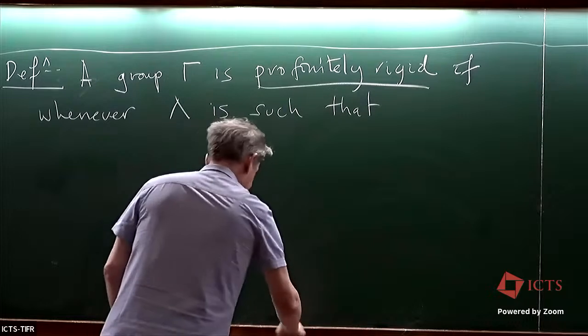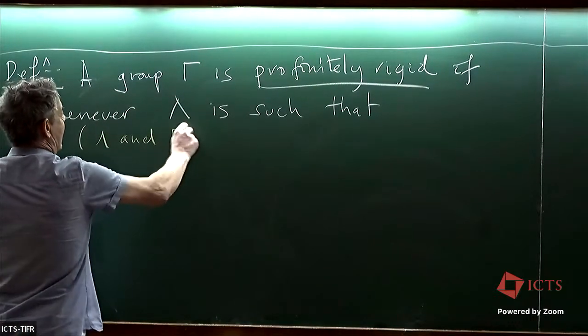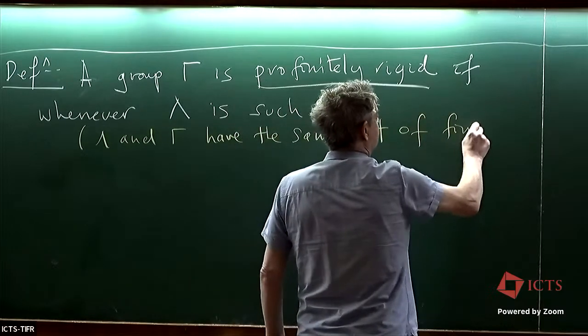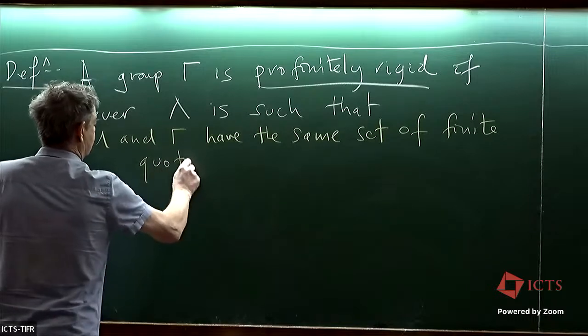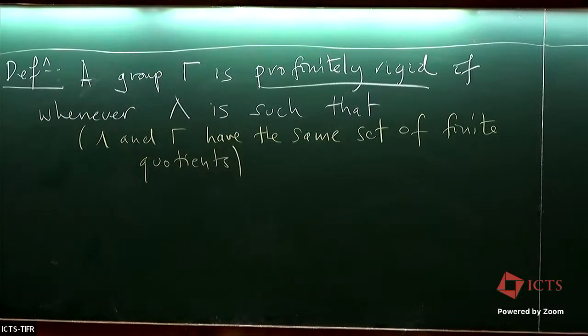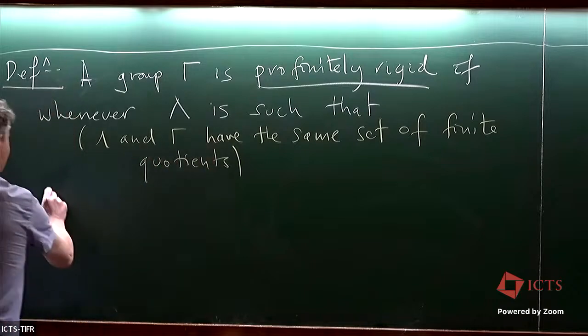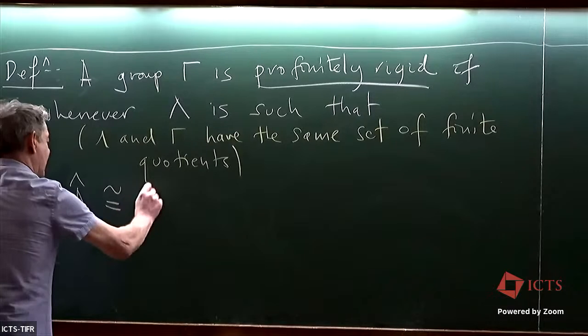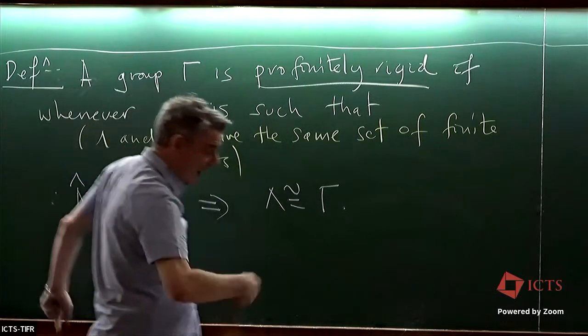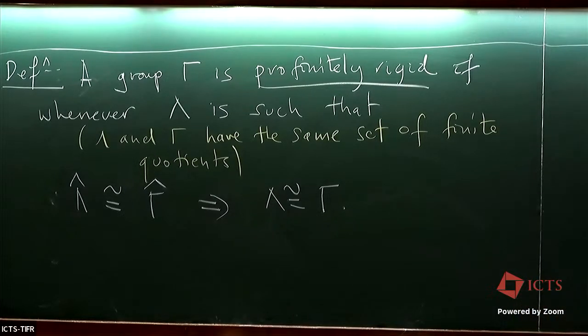So maybe let's write that. Lambda and Gamma have the same set of finite quotients. But that's not a terribly useful way to phrase this. A more useful way to phrase it is in terms of the profinite completion of the group, that packages all the finite quotients of the group into a useful object, such that Lambda hat is isomorphic to Gamma hat, then this implies that Lambda is isomorphic to Gamma. So the profinite completion, if you haven't seen it before, there's nothing I can usefully tell you in the next couple of minutes that's really going to cheer you up at all, other than to say it's a very useful tool for packaging the finite quotients together.